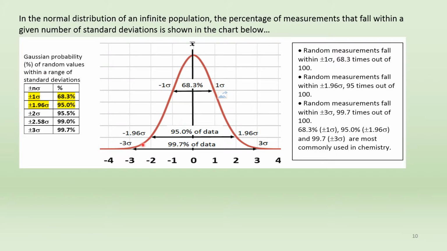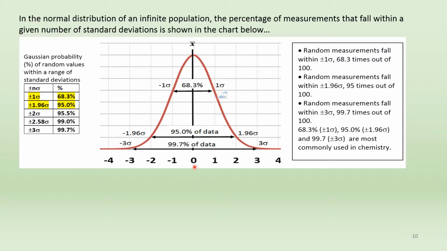The normal or Gaussian distribution is so important that we should talk about it in a little bit of detail. So in the normal distribution of an infinite population, that is a lot of measurements, the percentage of measurements that fall within a given number of standard deviations from population mean is shown in this chart. The y-axis, which is not numbered here, represents the relative frequency of a measurement's position on the chart, and the x-axis shows the distance from the population mean in units of standard deviations.